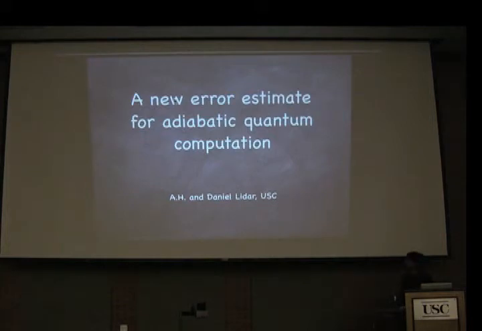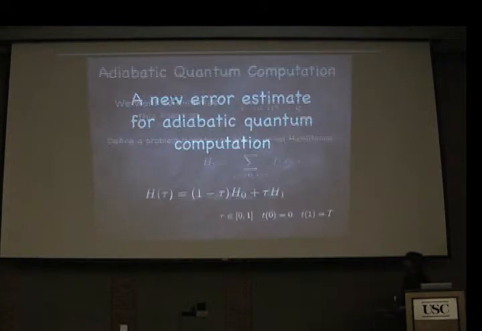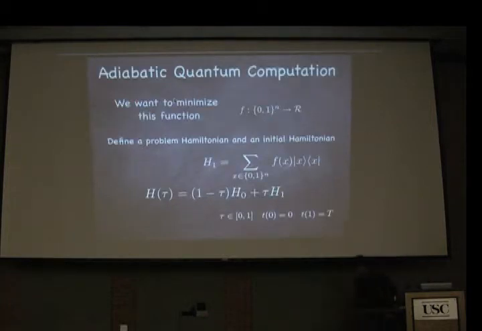And so it's about a new error estimate for adiabatic quantum computation. Luckily, the previous speaker has explained what adiabatic quantum computation is, so here I will review it very quickly. This is pretty much a general setting. Imagine we want to minimize a function that takes values in R in a domain that is the tensor product of n bits.